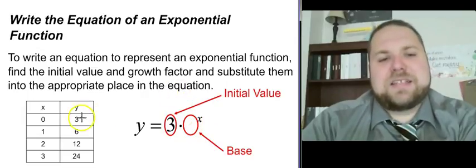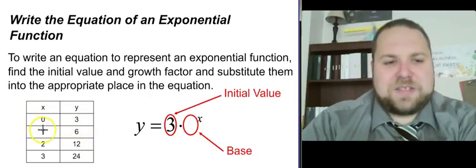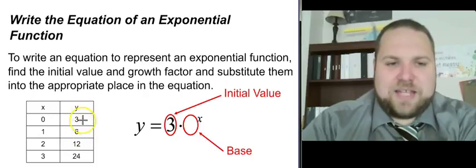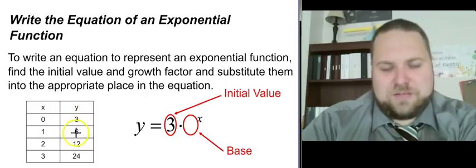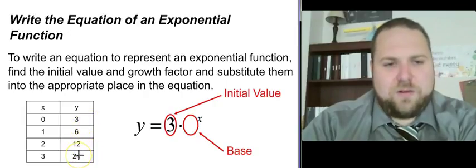Now the base is the number I'm multiplying by each time that x increases by 1. So here I've got x increasing from 0 to 1, and my y value is multiplied by 2. 3 times 2 equals 6. And I can check that to verify. 6 times 2 is 12. 12 times 2 is 24.